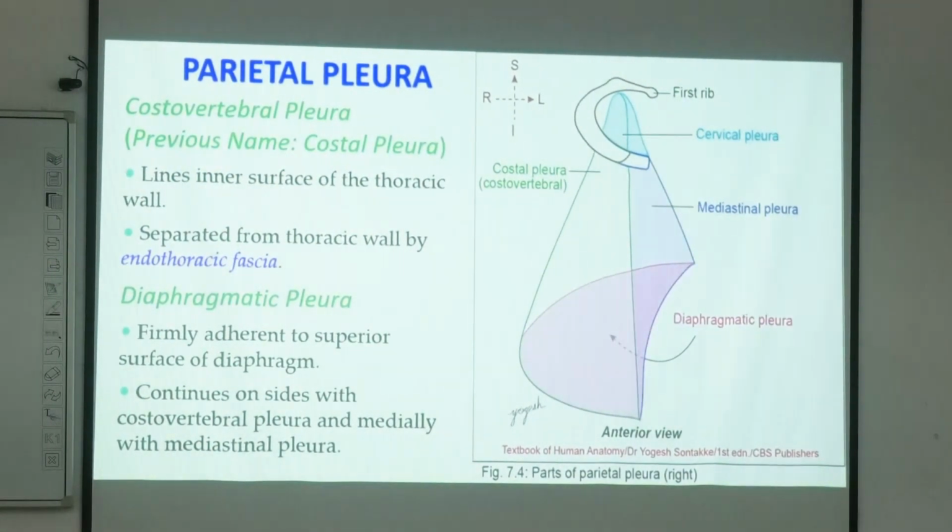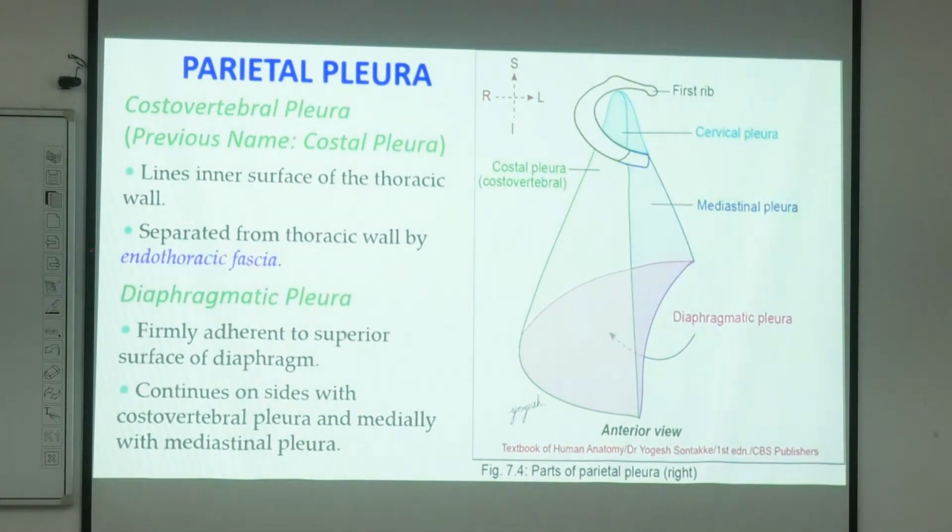Now, costovertebral pleura, previously called costal pleura, lines the inner surface of the thoracic wall and is separated from the thoracic wall by the endothoracic fascia. Endothoracic fascia is loose areolar tissue which separates the pleura from the thoracic wall. And diaphragmatic pleura is adherent to the superior surface of the dome of the diaphragm and continues on the sides with the costovertebral pleura. Here it is continuous with the costal pleura and medially with the mediastinal pleura.